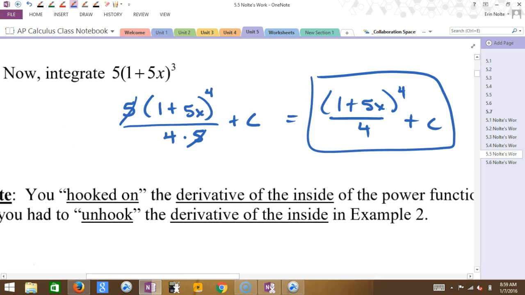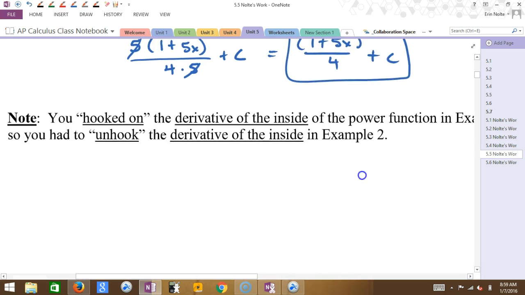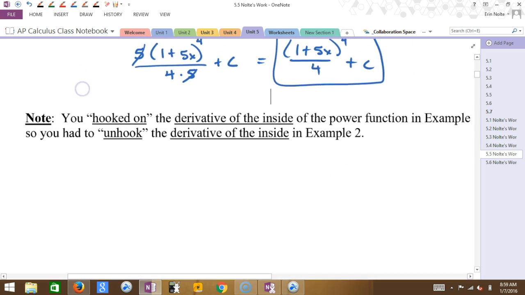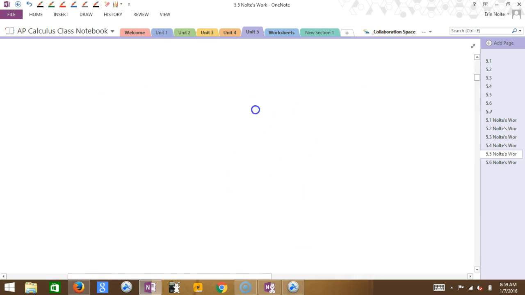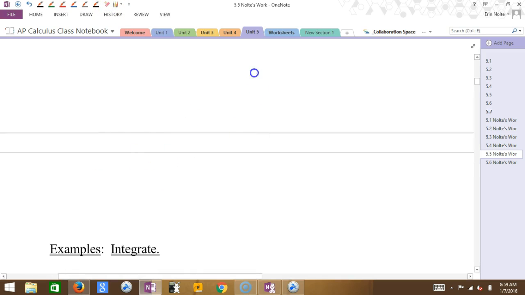Okay, so this little note that they have in the book says you hook on. Before, the hook on factor was the derivative of the inside. So the whole idea is that we're unhooking. We're undoing it. So the unhooking part is dividing by the derivative of the inside. Okay, so let's do another one. Let me erase this big giant circle.